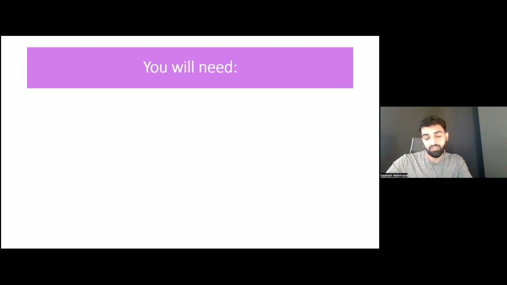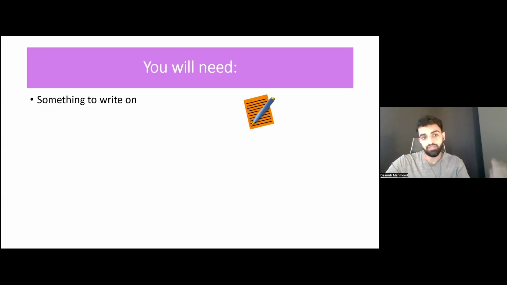Because this is the QR section, you will need something to write on today, so ideally a whiteboard and pen. I say that because in your UCAT exam, it's a whiteboard and a pen that you will be given in the test center to write on. So I think it's good that when you're practicing at home, you're using the same kind of mode that you'll be using in the exam.